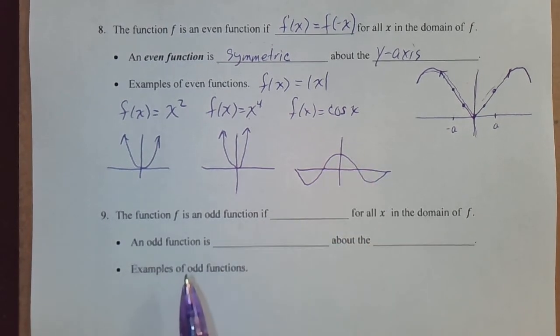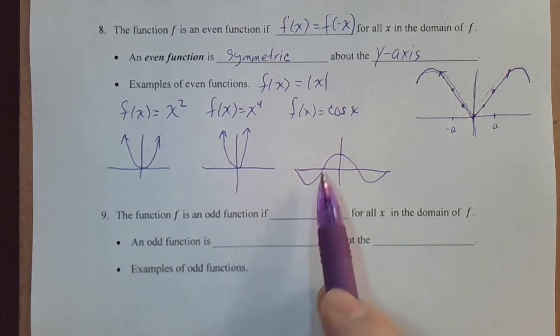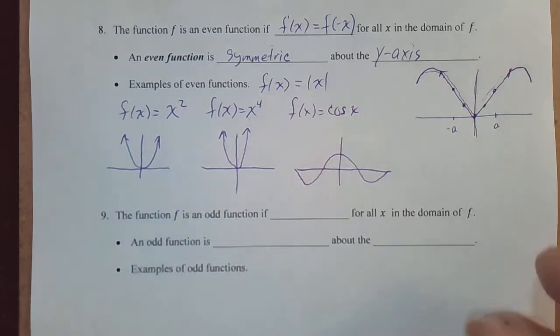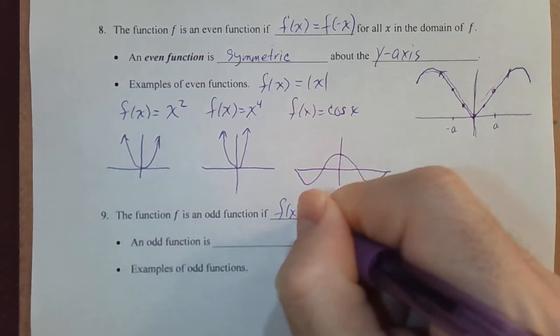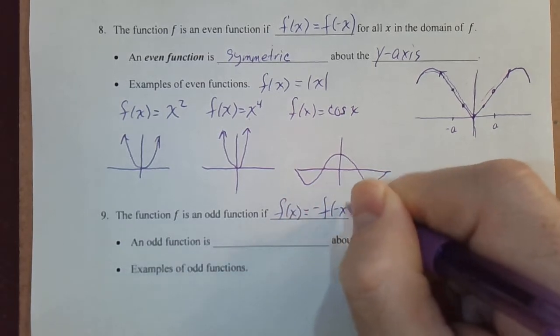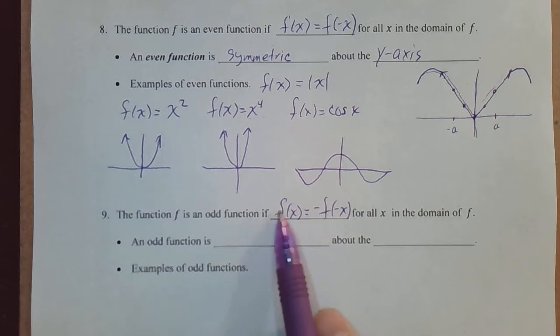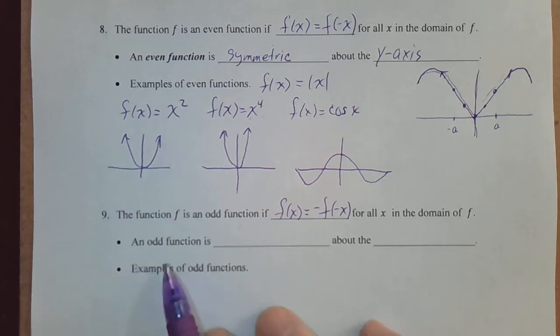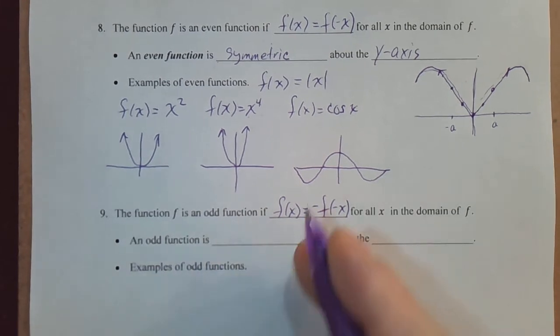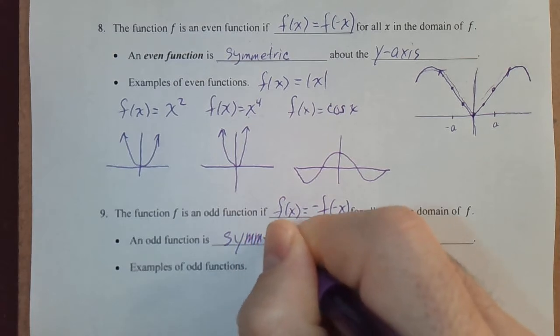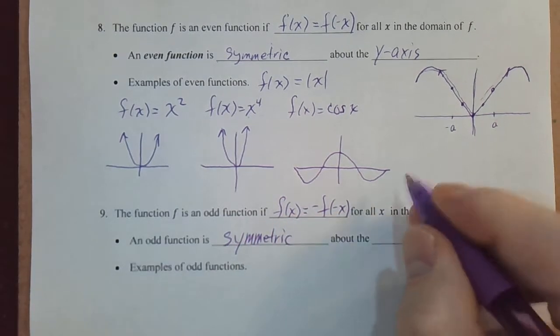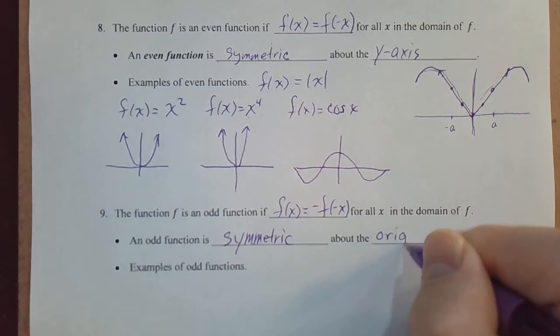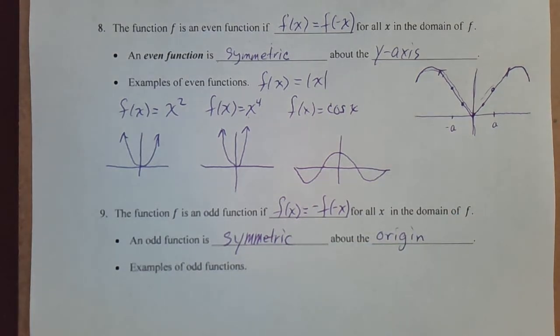This one's pretty easy. The function f is an odd function if I've got to throw one more negative sign on this. So I'm going to say f of x equals negative f of negative x. If I wanted to, I could have put the negative sign on this side, because if I multiply both sides by negative 1, this negative goes away and that puts a negative on this side. So an odd function is what they call symmetric about the origin, about one single point, the origin.